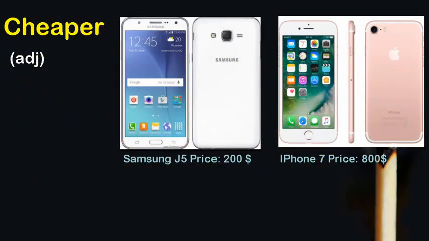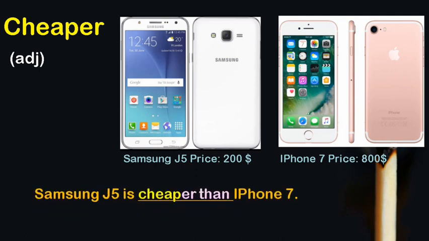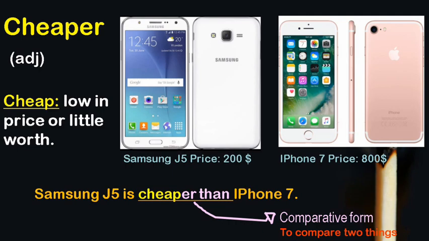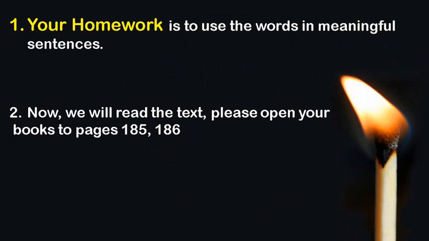Cheaper. Look please at these two pictures. The first one is Samsung G5. Its price is $200, and the second is iPhone 7 and its price is $800. Samsung G5 is cheaper than iPhone 7. Okay. Do you remember this form? It's comparative form, and we use it to compare two things, two and only two things. Cheap is its base form, okay, and it means low in price or little worth. Your homework is to use these words in meaningful sentences, okay?